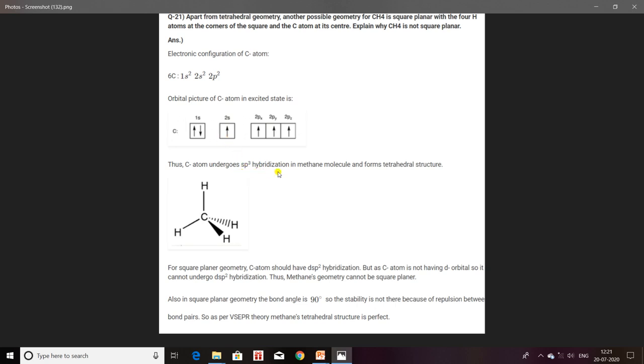And with sp3 hybridization, the geometry will be tetrahedral. It will not be square planar, because with sp3 hybridization, the geometry is always tetrahedral, it is fixed. In order to have square planar geometry, the hybridization should be dsp2. That means there should be 1 d orbital, 1 s orbital and 2 p orbitals in the hybridization. Only then will square planar geometry form. You will study this geometry in detail in 12th class.